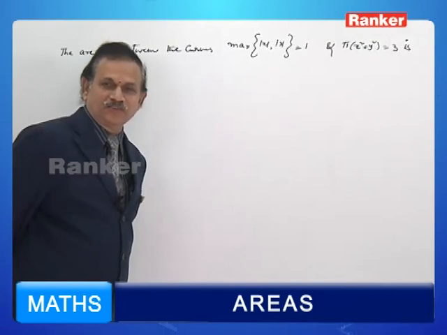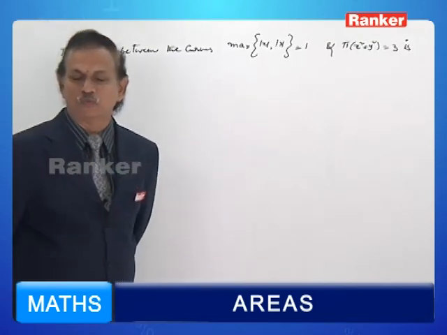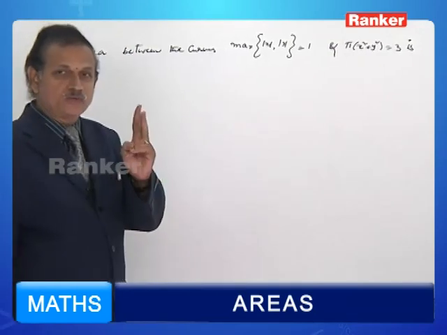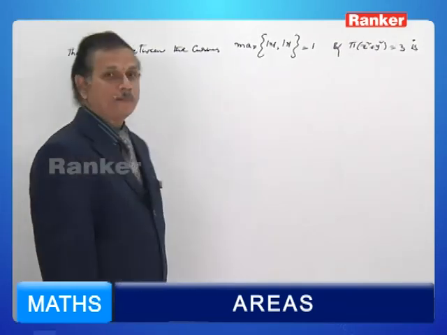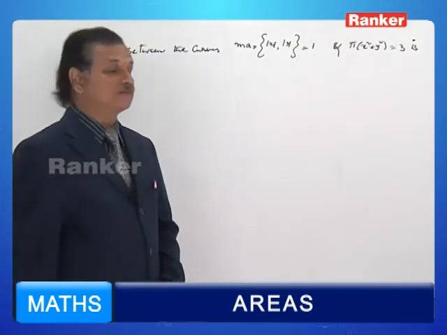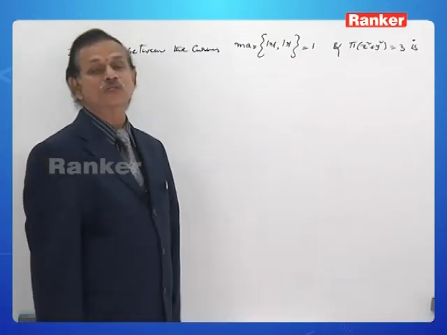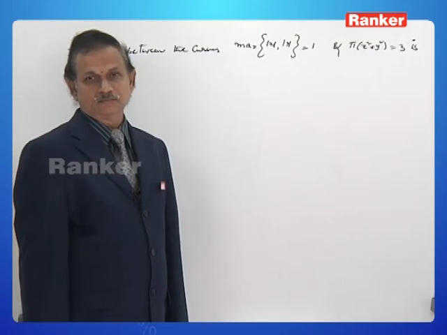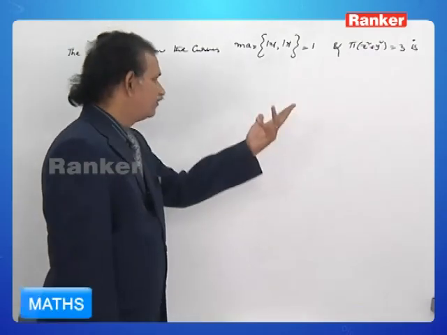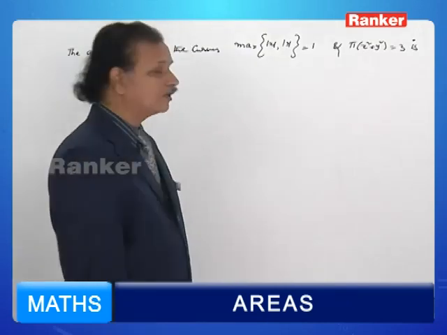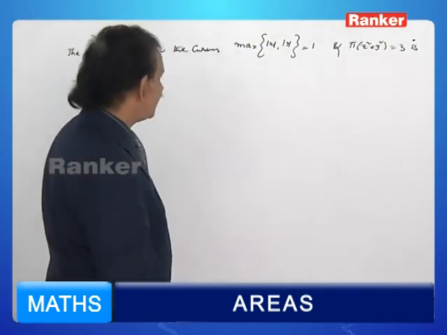The next problem is ready on the board. Let us have a look over that. He has given two curves here. One is, the equation of curve is like that: maximum of mod x and mod y is equal to 1. That is one locus, and the other is a circle, of course, pi times (x square plus y square) is equal to 3.